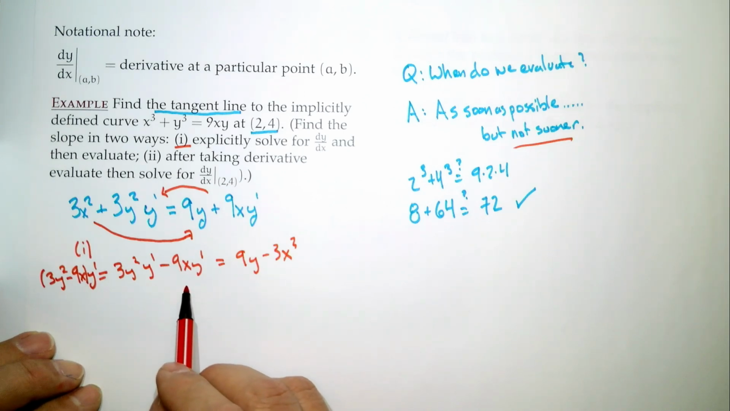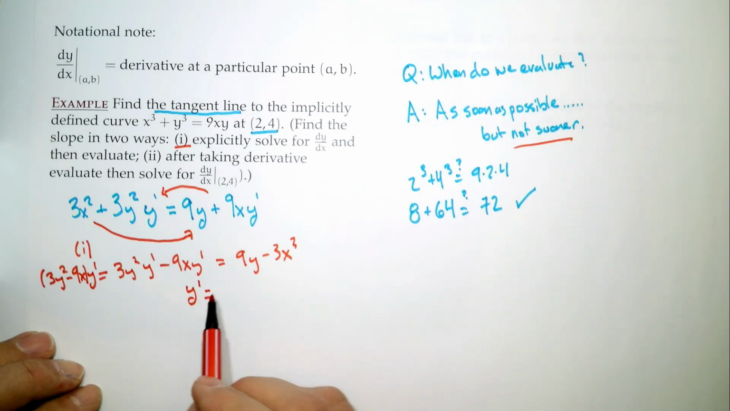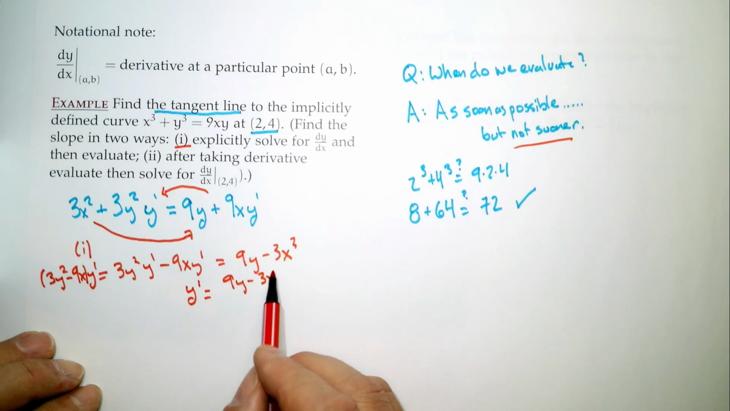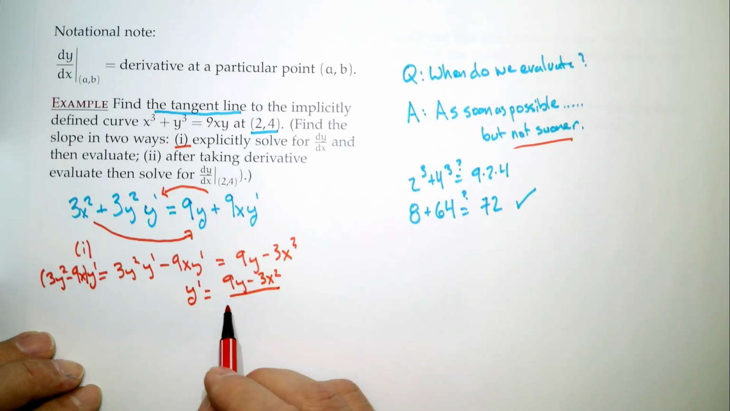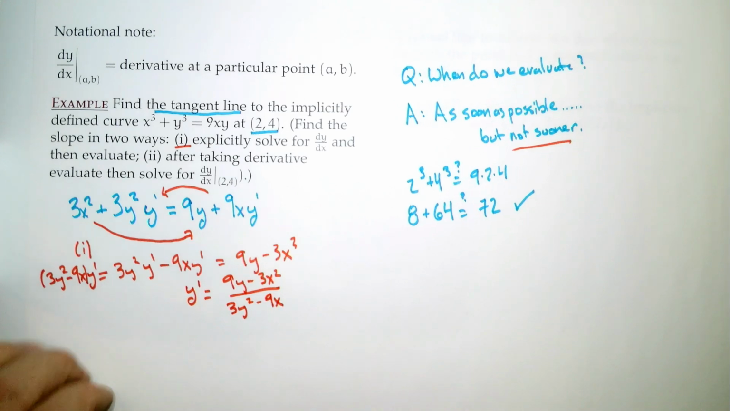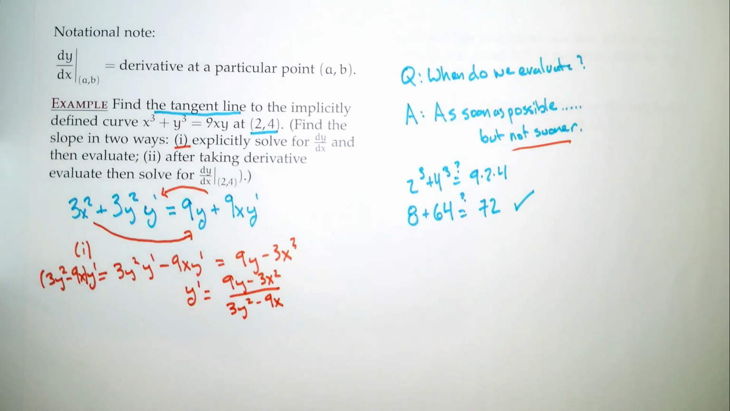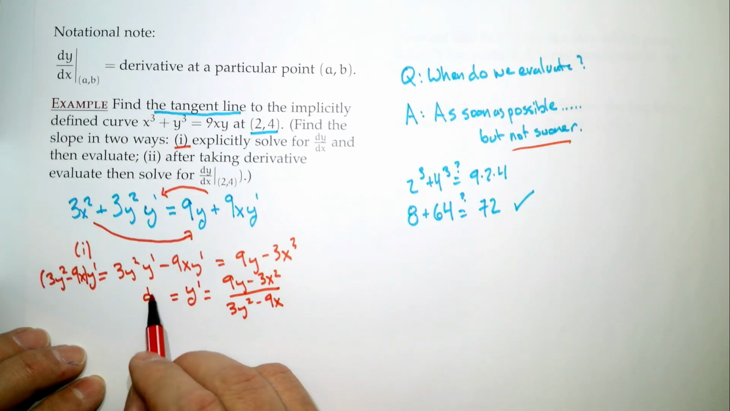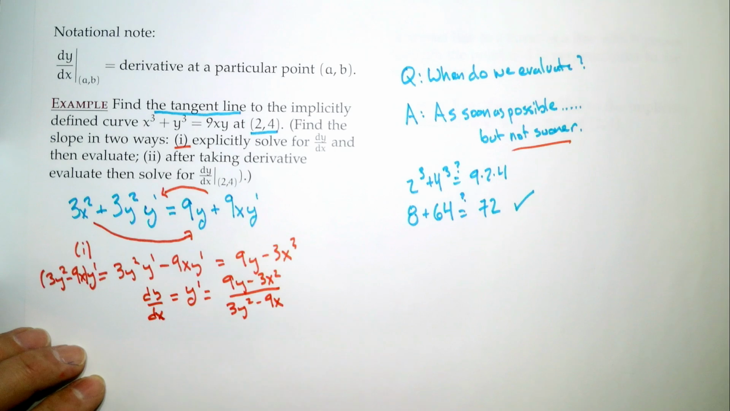So, dividing, we get y prime is equal to 9y minus 3x squared divided by 3y squared minus 9x. Okay, so that's dy/dx. And that's our expression for any choice of x and y. Now what happens? Well, we've solved for dy/dx, and now we evaluate.